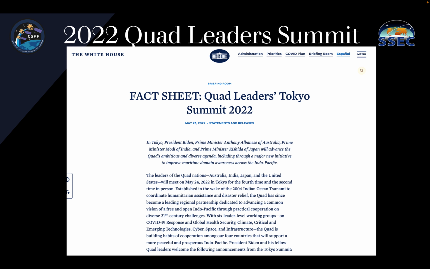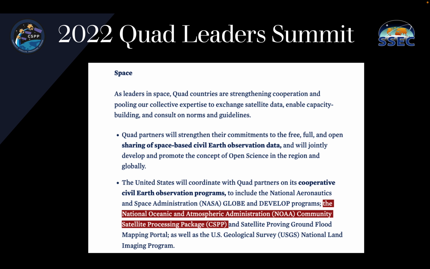So this Google Scholar search was also where we ran into CSPP being mentioned from the Quad Leaders Summit, and this is something that Mitch already mentioned earlier in the meeting. They mentioned CSPP as part of the cooperation between these four countries, and it was mentioned on the White House website. Under the heading of space, they're talking about how they're cooperating to pool expertise and exchange things like, for example, satellite data, and one of the programs they mention is CSPP.